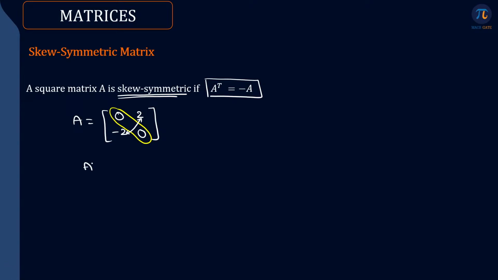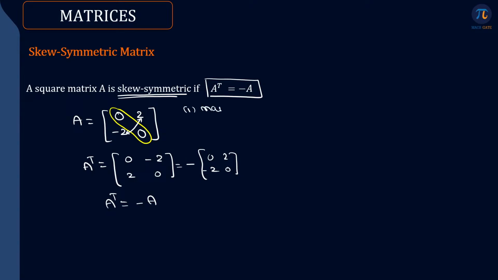If you want, you can just take the transpose of it. The first column becomes the first row, the second column becomes the second row. And here it is minus of 0 to minus 2, 0, that is minus A. So A transpose is minus A. So here main diagonals are zeros, and the mirror images are minus of each other. This element and this element are not equal, they are minus of each other. That is a skew symmetric matrix.